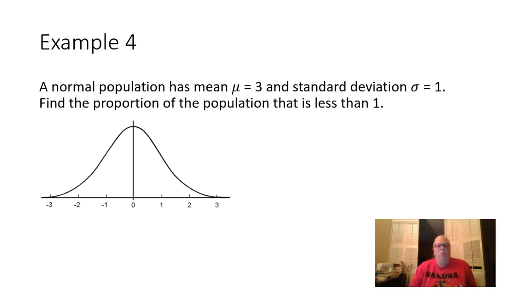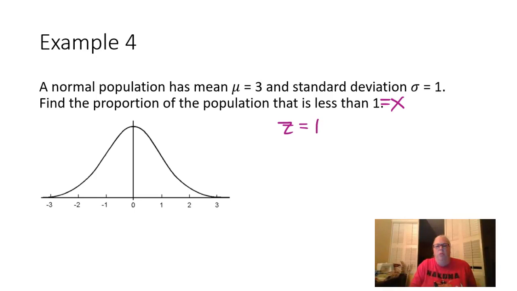Example 4. A normal population has mean mu equal to 3 and standard deviation sigma equal to 1. Find the proportion of the population that is less than 1. This is asking me to find the area under the curve. We've got mu equal to 3, sigma equal to 1, and this 1 is actually going to be equal to x. In order to use our normal curve here, we're going to have to convert all this over to a z-score.